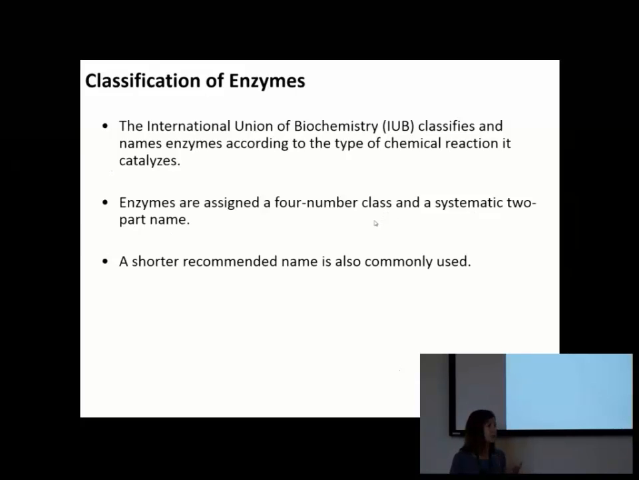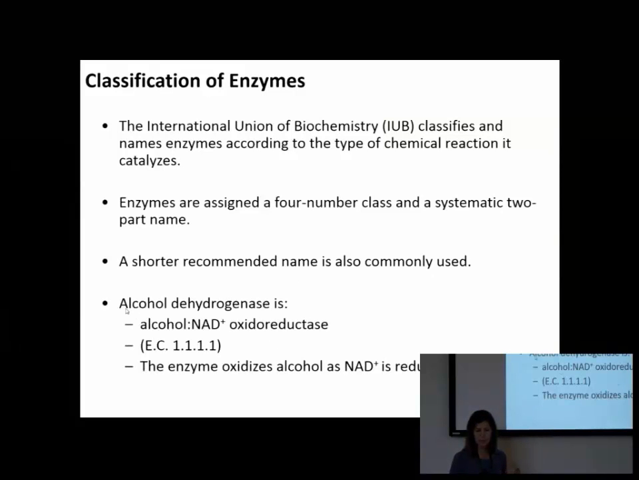So alcohol dehydrogenase. The systematic two-part name is alcohol NAD oxidoreductase. So you can think of it as a redox reaction that it's catalyzing, and it has a numbering system. If they're publishing in a paper and they're studying alcohol dehydrogenase, they're not going to call it alcohol NAD oxidoreductase. It just doesn't happen. So that's why I'm not going to focus on this. The only thing I want you to notice is what is the ending to all of our enzymes? ASE. All right? That's what I want you to remember from this. It's an ASE.